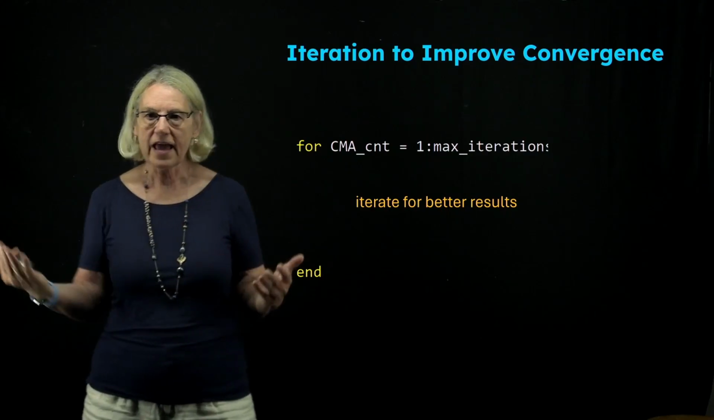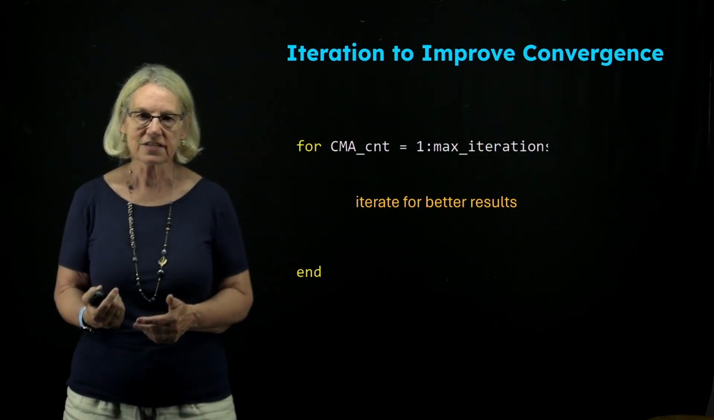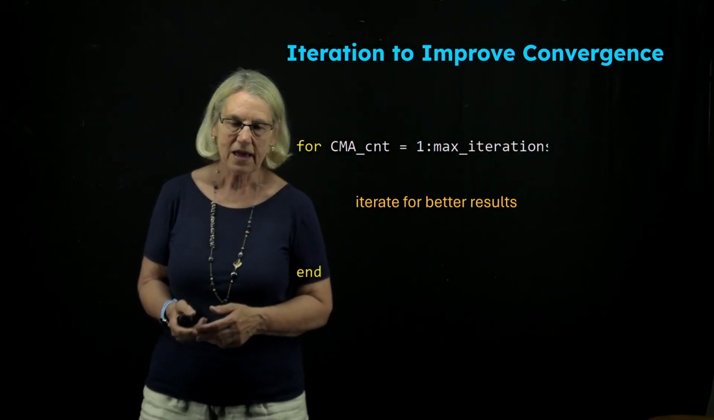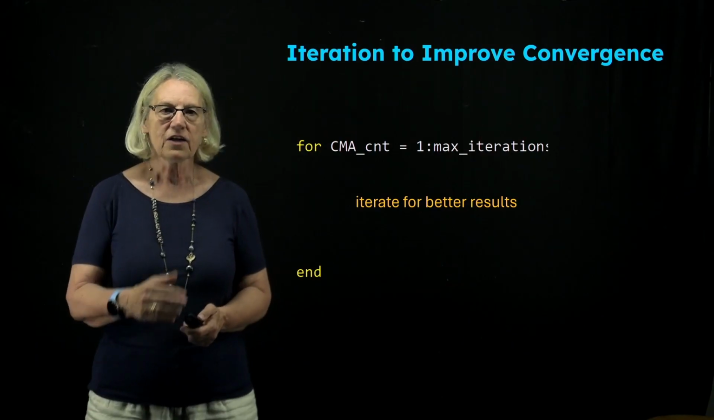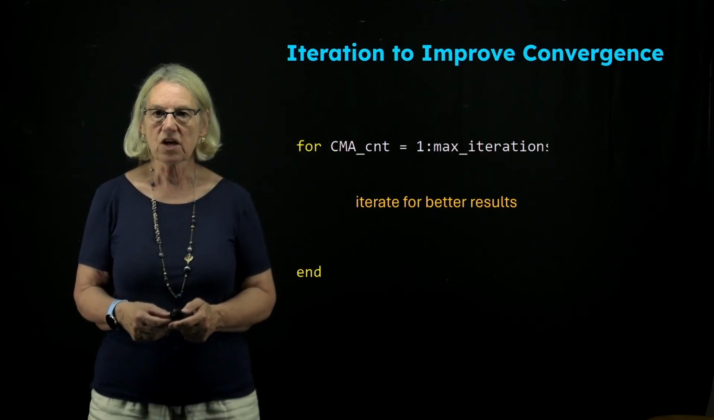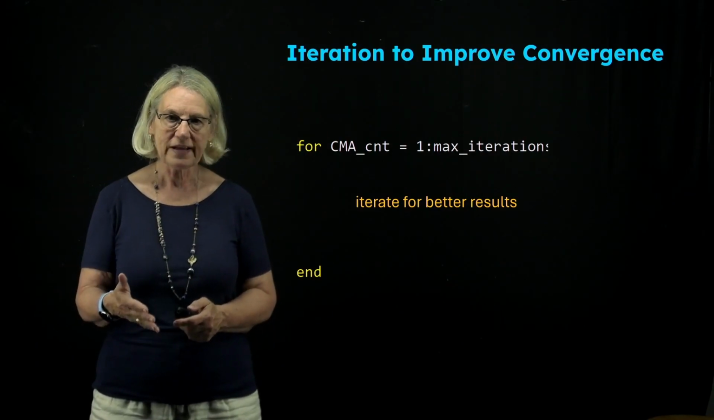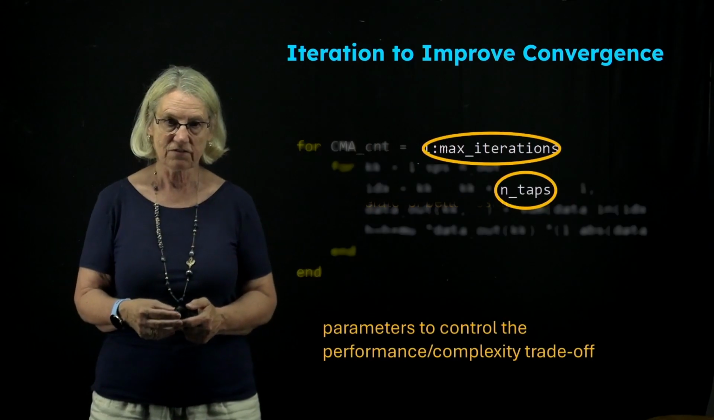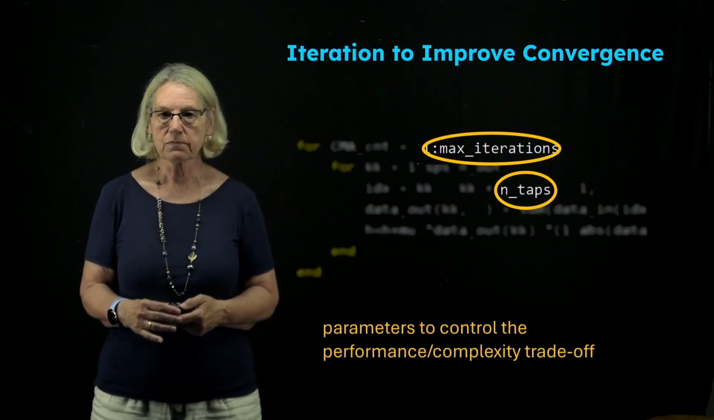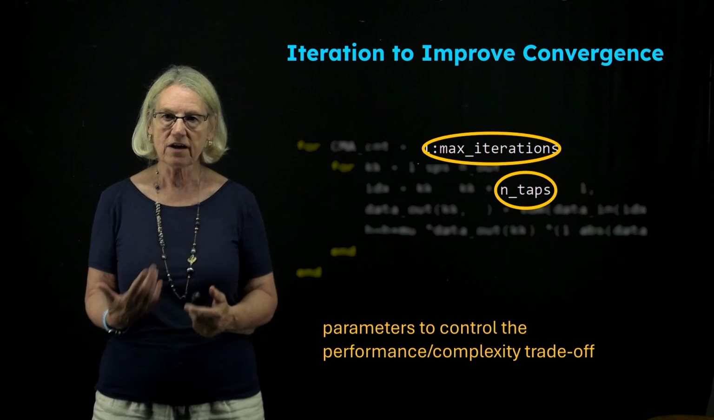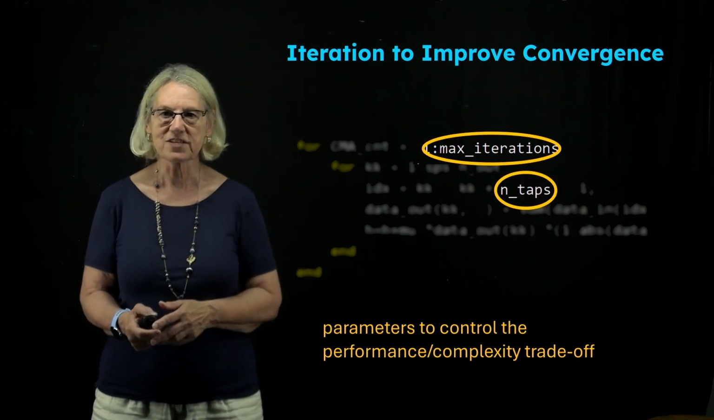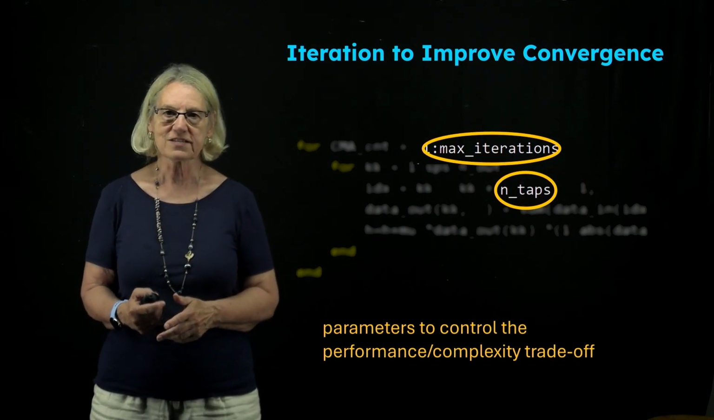So again, just like we saw in the single polarization case with the CMA equalizer, you can iterate to get better results. You can do one adaptation of the weights, and then you can go back and do another adaptation of the weights. So these are some performance complexity trade-offs that can be set with these parameters, as we saw in the one-dimensional case as well.